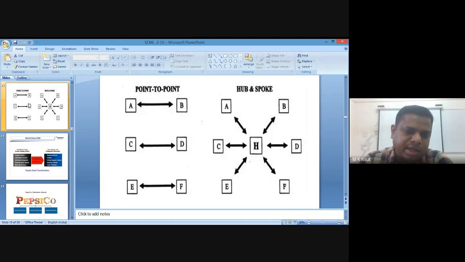But in case of franchise, they are focused on intermediates like your wholesaler and small retailers. So for wholesalers and small retailers, they are using the hub and spoke model. Is it clear to all? Okay, moving to the next one.